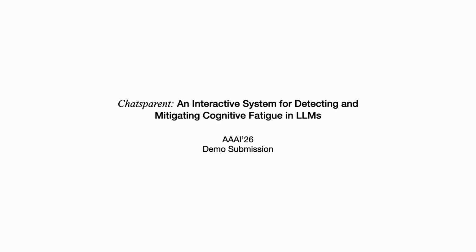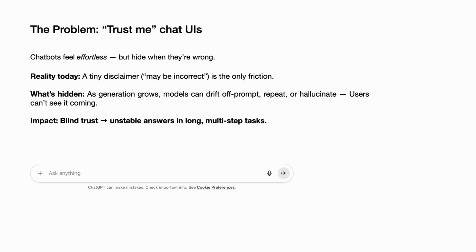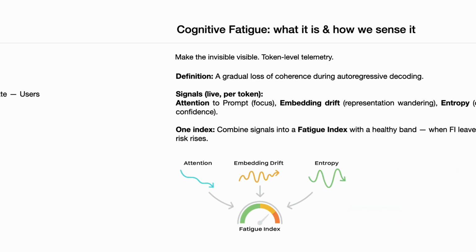This is our submission for the AAAI'26 demonstration, Chatsparent. Here's the problem. Chatbots feel effortless, but that ease hides failure. In today's UIs, the only guardrail is a tiny disclaimer, while longer generations and prompts that require in-depth knowledge can drift off prompt, repeat, or hallucinate. The result is blind trust and unstable answers on both multi-step and knowledge-heavy tasks.